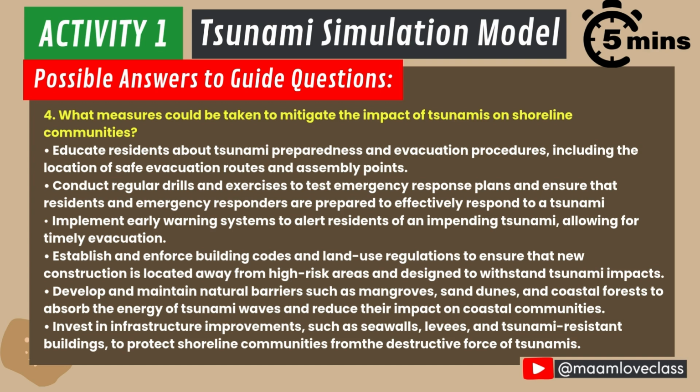Implement early warning systems to alert residents of an impending tsunami, allowing for timely evacuation. Establish and enforce building codes and land use regulations to ensure that new construction is located away from high-risk areas and designed to withstand tsunami impacts. Develop and maintain natural barriers such as mangroves, sand dunes, and coastal forests to absorb the energy of tsunami and reduce their impact on coastal communities. Invest in infrastructure improvements such as seawalls and tsunami-resistant buildings to protect shoreline communities from the destructive force of tsunamis.